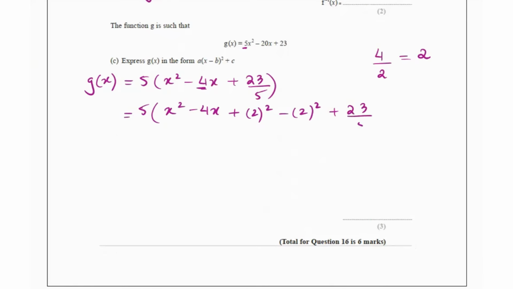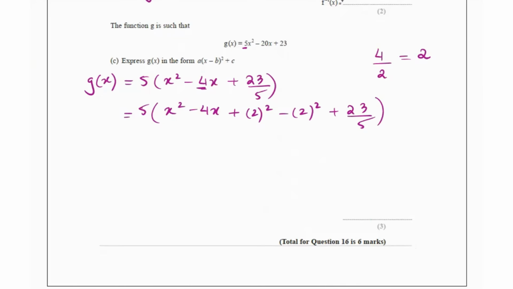You will always add and subtract the value. You will not just add it. The reason why we're subtracting it as well is because the plus 2 squared is a new thing that we're introducing in the equation. So if we're adding something new that did not exist previously, you have to subtract it as well.